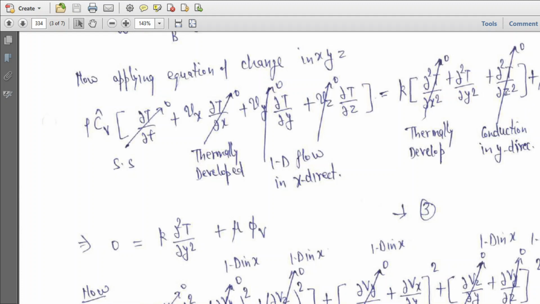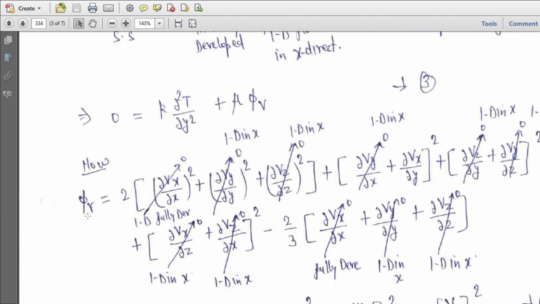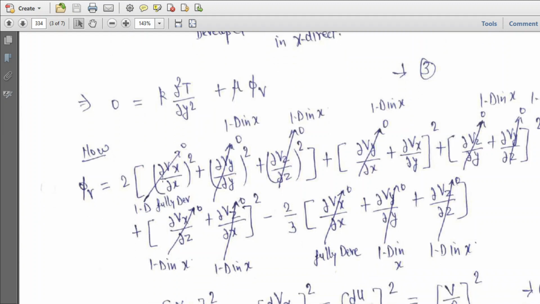Now this term is viscous dissipation, so we are left with two terms: 0 equal to k del square T plus mu into phi v. Phi v is the viscous dissipation, which is given by this function. So here also we put in our own constraints. Fully developed flow in x direction, so del p upon del x is 0.